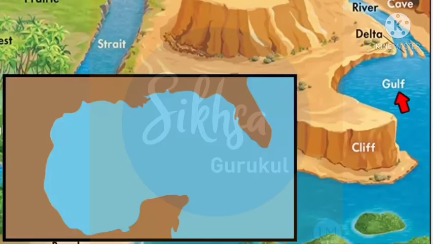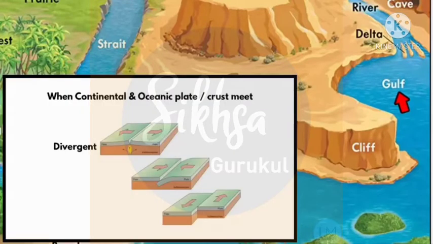The next one is Gulf. A gulf is a large inlet from the ocean into the landmass. Basically, the shape of the landmass is such that some part of the ocean water forms an inlet. Now, this kind of landform is purely natural and is formed by movement in the Earth's crust.